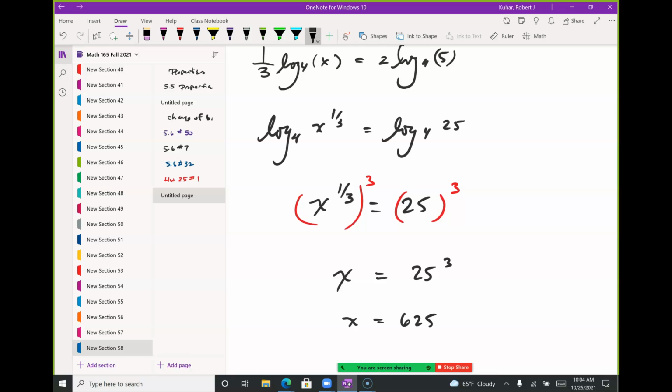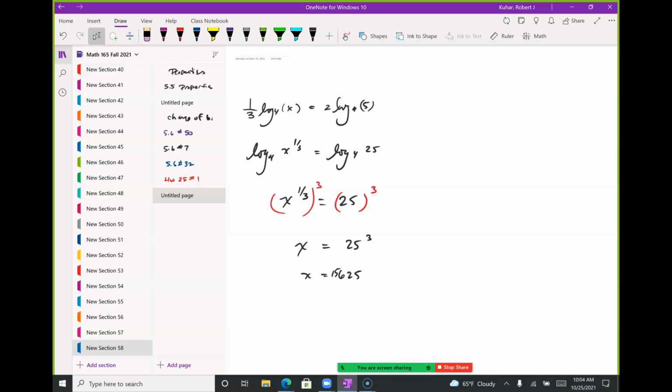You better check it. 25 cubed? 25 cubed is, no, 15,625. Yeah. I was thinking 5 cubed. I was as well. Now, is there a problem with this answer? No, it shouldn't be. No. Extraneous. Right.